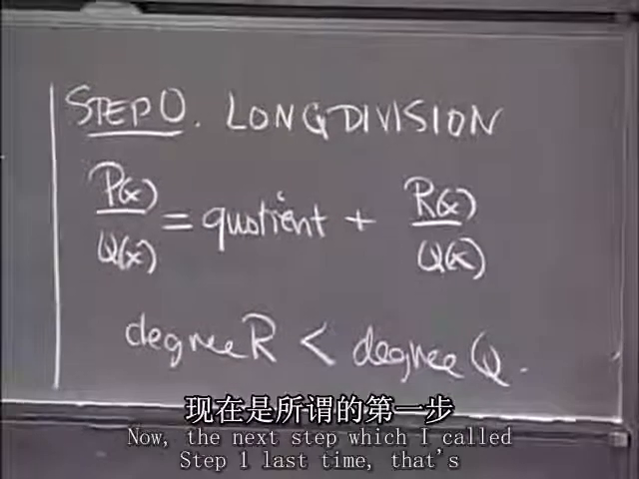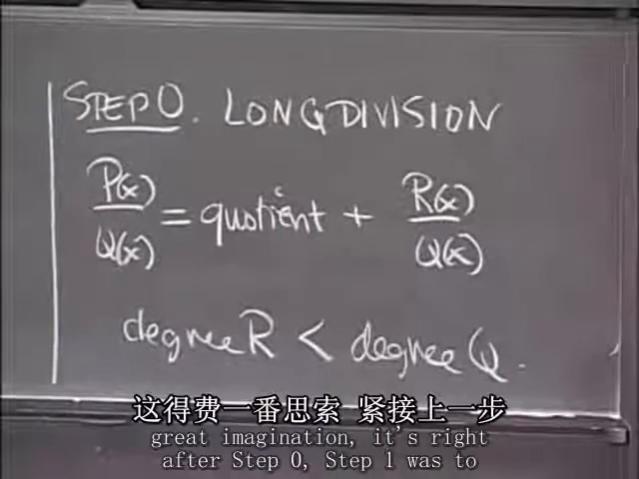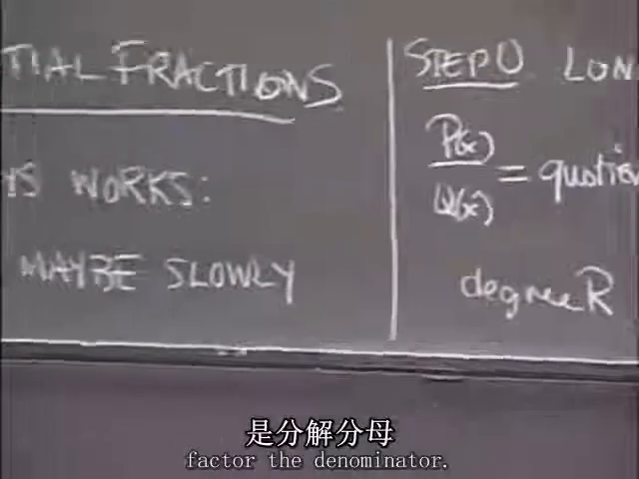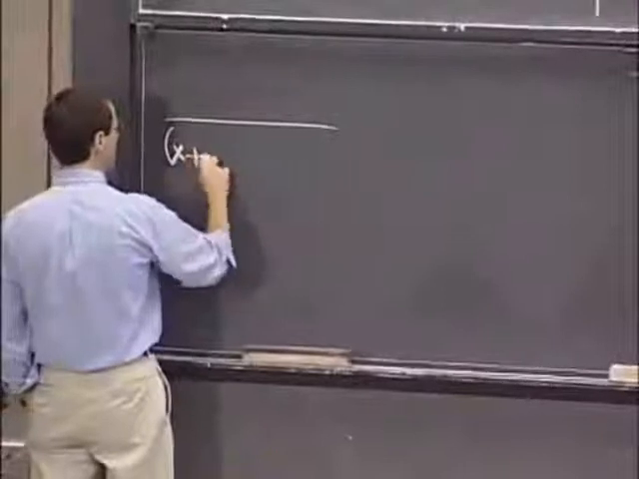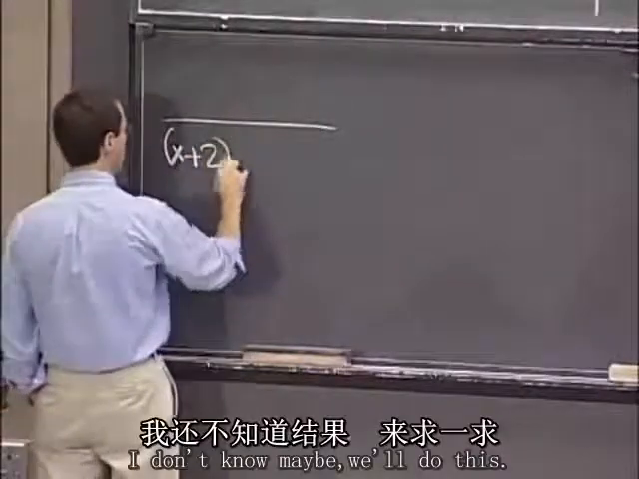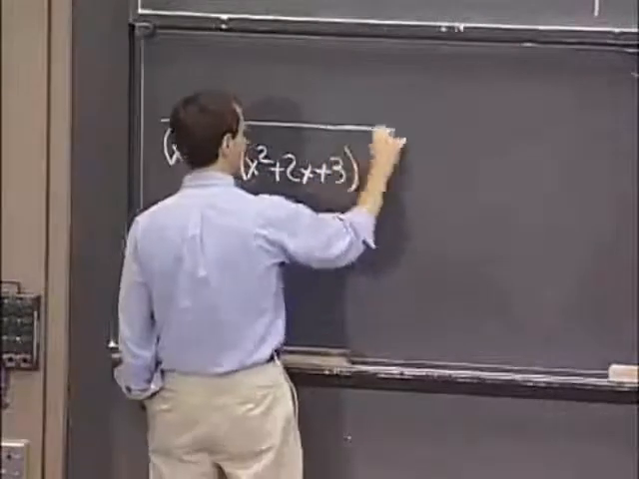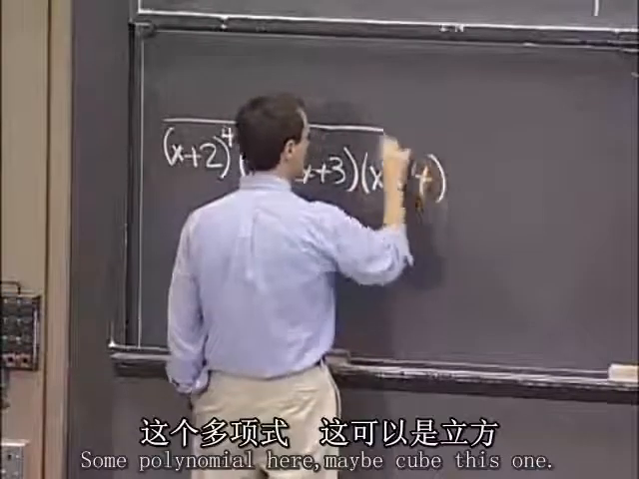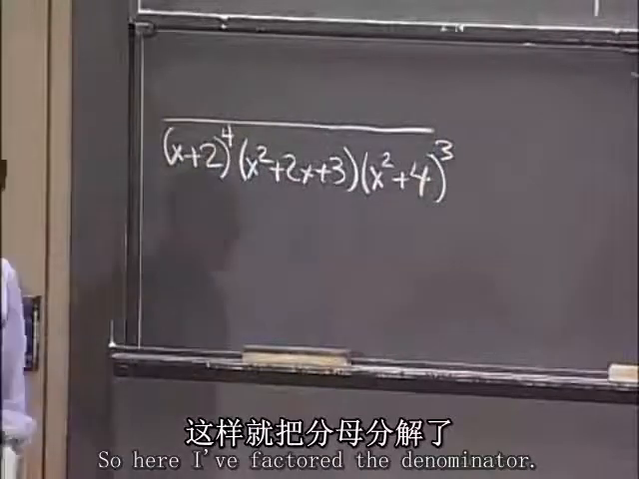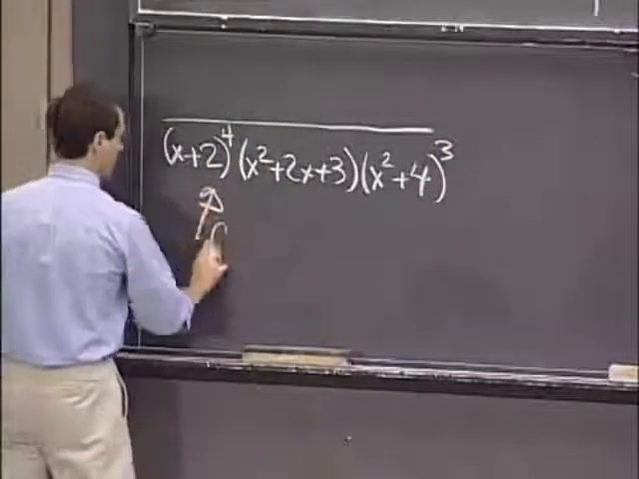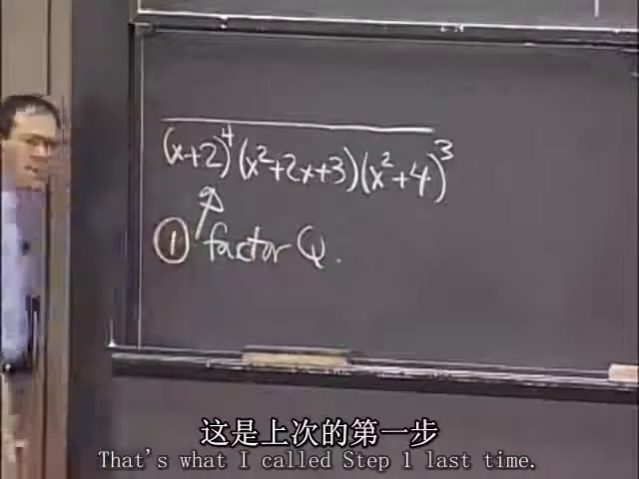Now, the next step, which I called step 1 last time, that's great imagination, it's right after step 0. Step 1 was to factor the denominator. I'm going to illustrate by example what the setup is here. Some polynomial here, maybe cube this one. All right, so here I factored the denominator. That's what I called step 1 last time.